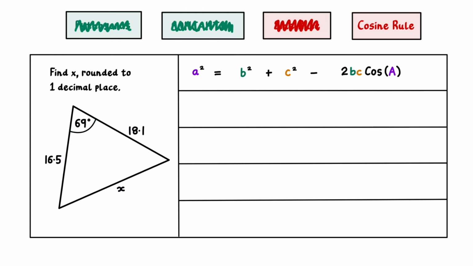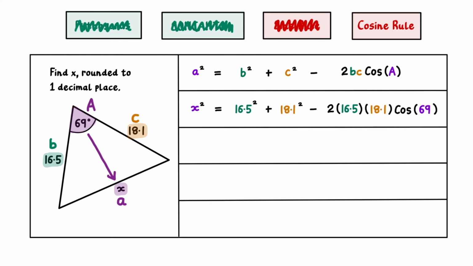Now that we've identified our method, step 2 is to label our diagram and form an equation. The capital A in our statement refers to the angle. Here, that's 69. Lowercase a corresponds to the side across from this angle, which is x. B and C refer to the other 2 sides, and these can be assigned in either order. Let's let B equal 16.5 and C equal 18.1.